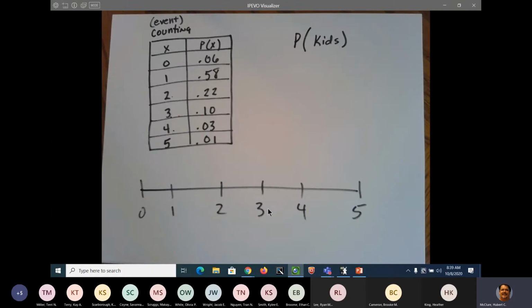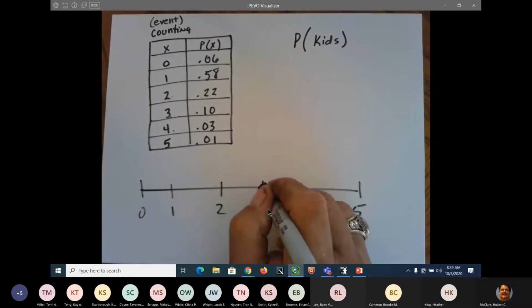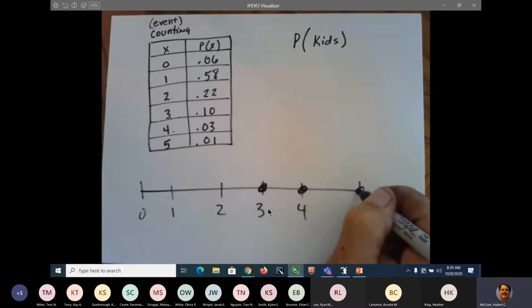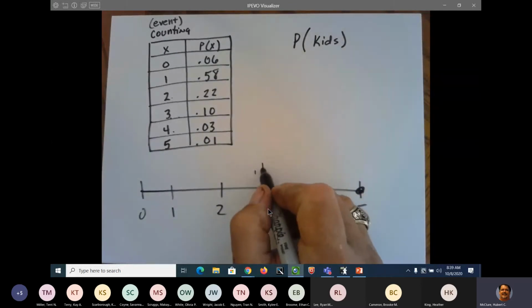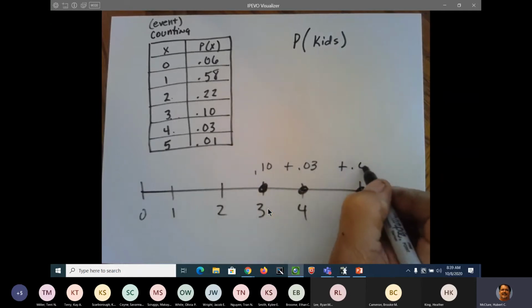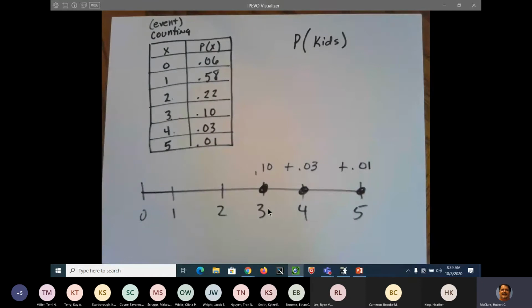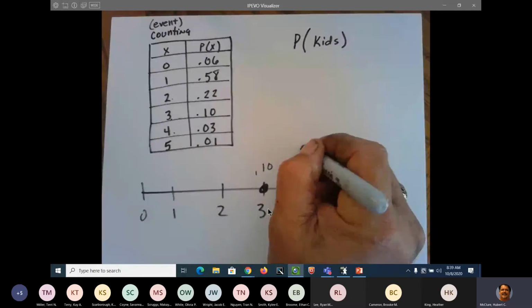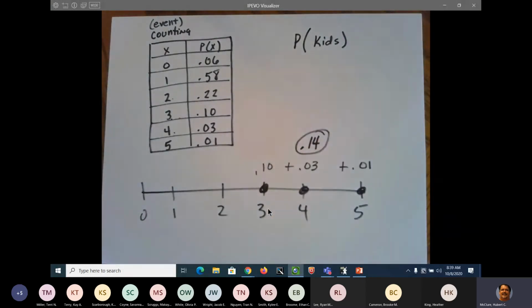So what would be the probability of at least 3 kids? Well, you would do 3, 4, 5. So you would add 0.10 plus 0.03 plus 0.01. So what is the probability of at least 3 kids? Well, 10 cent plus 3 cent is 13 cent, 0.14. So you have a 14% chance of having at least 3 kids.